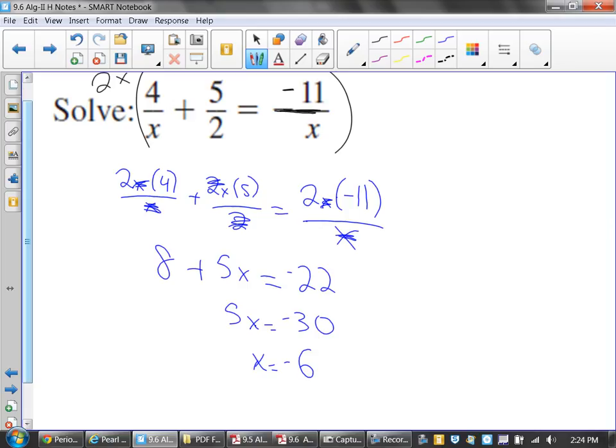I'm just showing one way to get rid of all the fractions. Sometimes it's quicker to do that, especially if you've got squared terms. When you're cross multiplying, then you have to do some factoring. By doing the common denominator, it usually drops stuff out. But no, there's no problem.